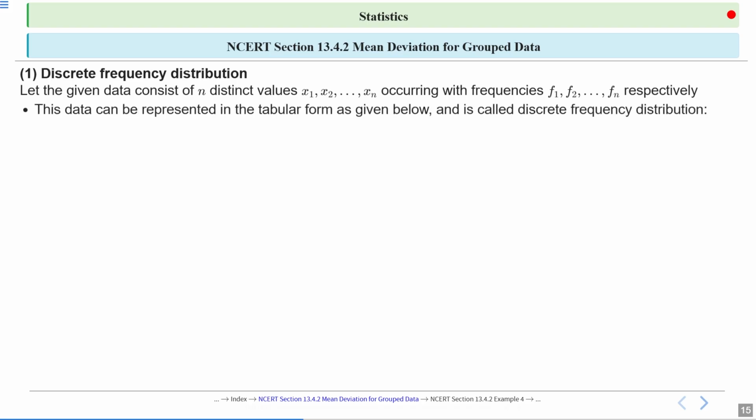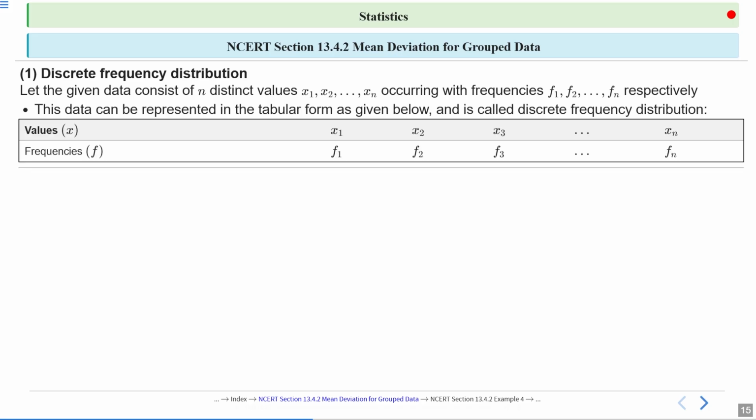Now, notice how we can organize this information in a table. This table is called a discrete frequency distribution. Here is what the table looks like. The first row lists the values x1, x2 up to xn, and the second row lists their corresponding frequencies f1, f2 up to fn.